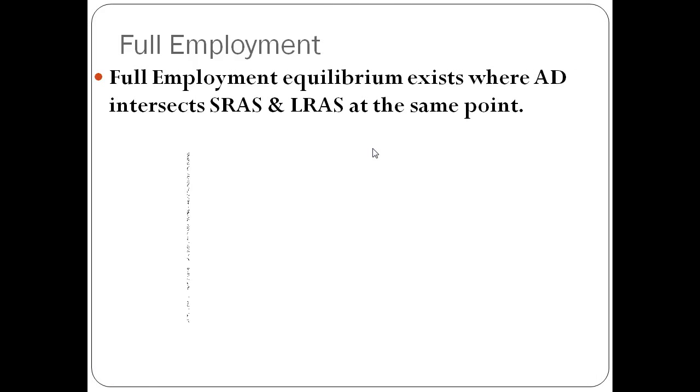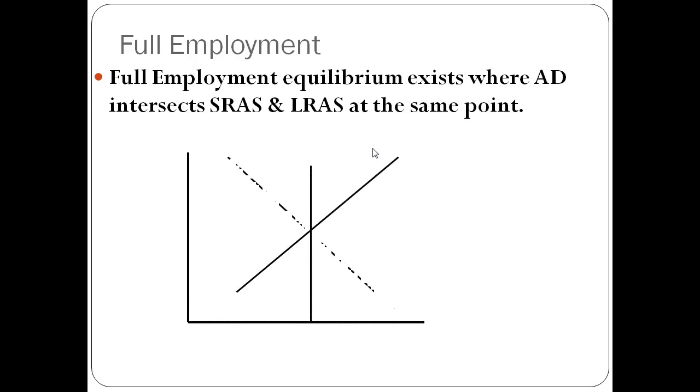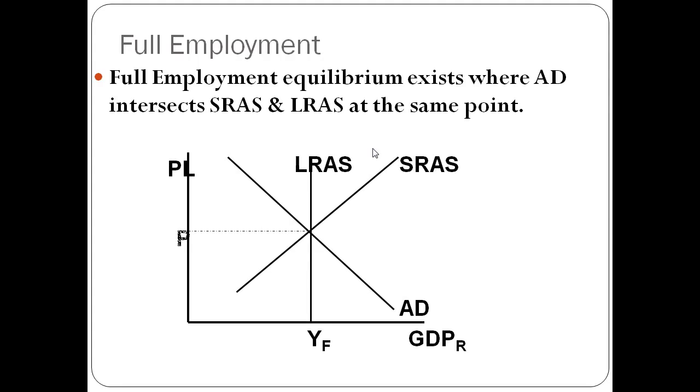So first, let's review. First of all, where you ultimately want an economy to be on the ADAS is at full employment, okay? Remember, full employment equilibrium exists where aggregate demand intersects short-run aggregate supply and long-run aggregate supply at the same point.